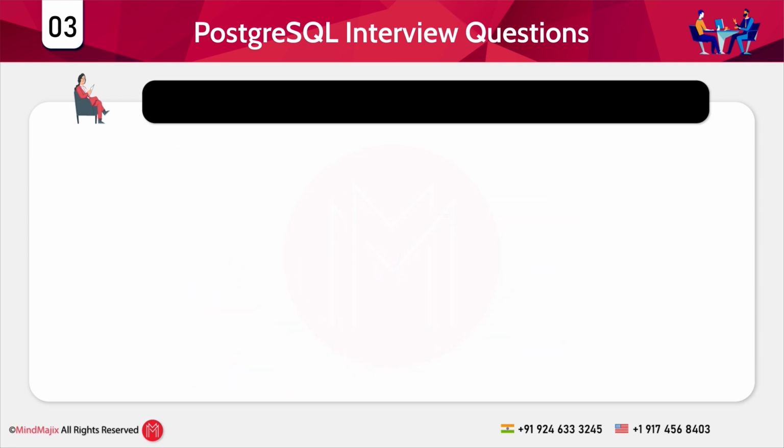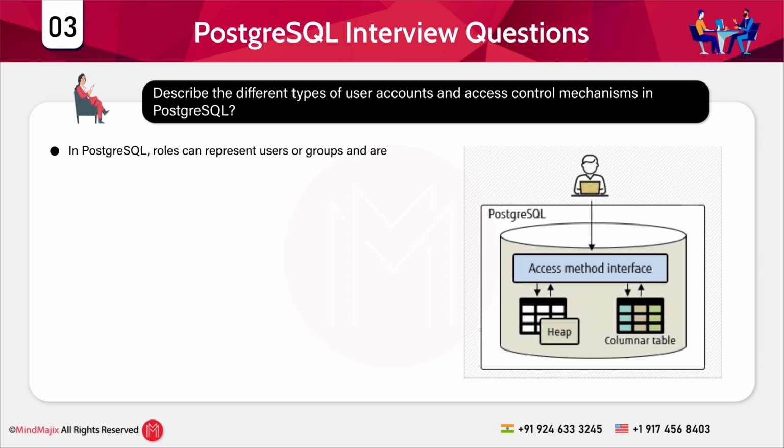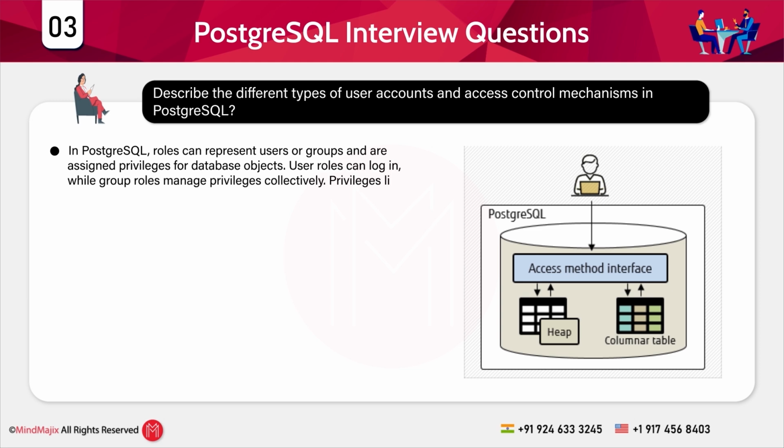The next question is, describe the different types of user accounts and access control mechanisms in Postgres. So guys, in Postgres, roles can represent the users or the groups that are assigned privileges for database objects. User roles can log in, while group roles manage privileges collectively. Those privileges, such as select, insert, and update, control access. Roles can inherit the privileges from other roles as well.